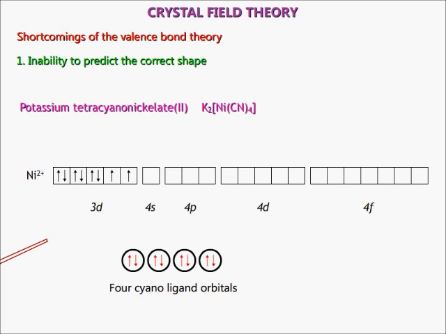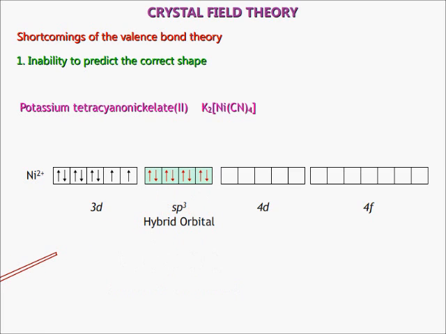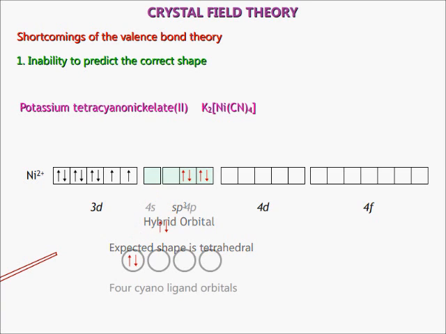The valence bond theory also cannot predict the shape of a coordination complex correctly. See the tetracyanonickelate(II) complex ion. The Ni2+ ion has its electronic configuration as follows. The 4 cyano ligands are expected to bond with these empty orbitals in sp3 hybridization, and the shape would be tetrahedral in that case. This is not true.